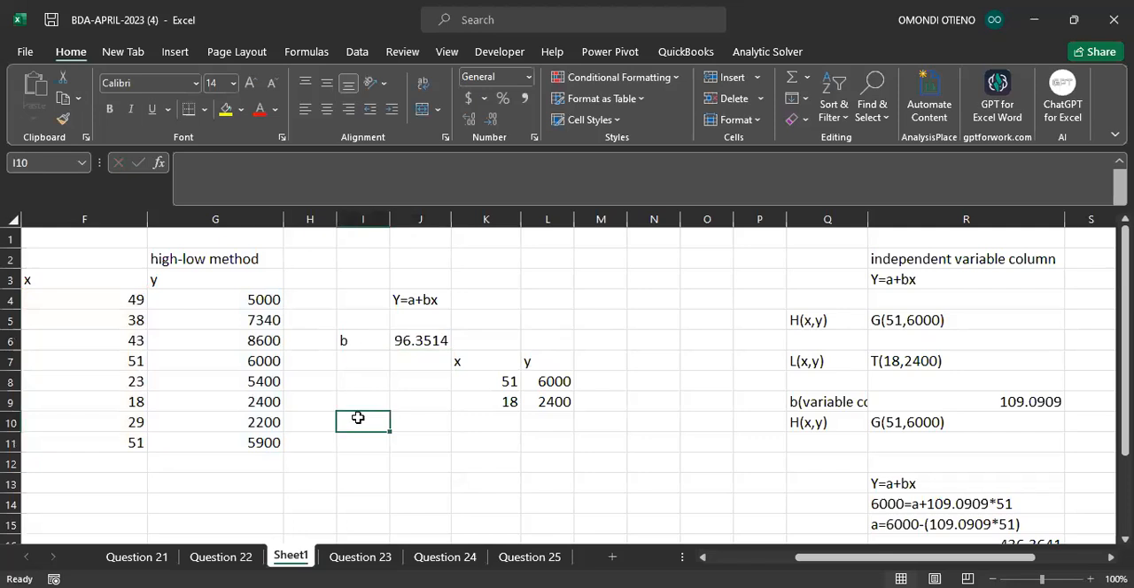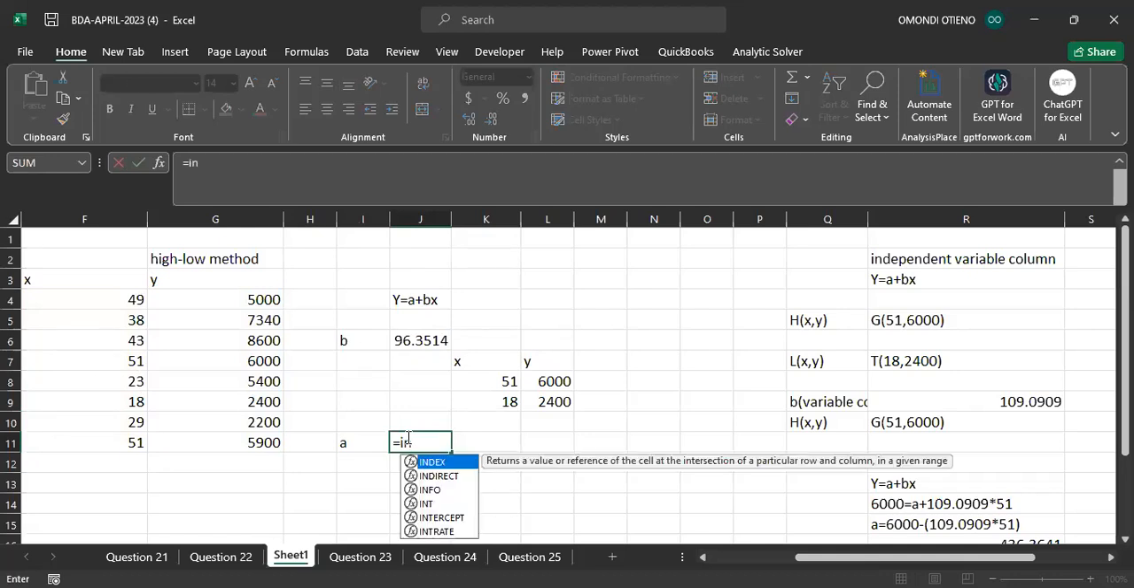Good. How about now that we've been able to calculate the value of B, we need A. How will we be able to calculate A? A, we said, is the y-intercept, right? So let's come here and type the word intercept, intercept, known values of y, known values of x.